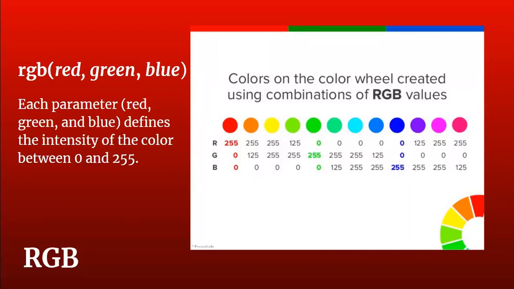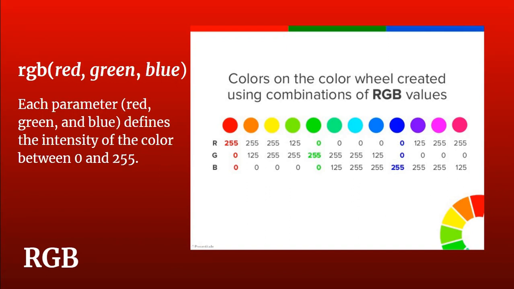Now mainly there are around 4 to 5 color formats available. But in this class we are going to learn about two color formats. One is called RGB and one more is called HSL. So let us study about RGB. Red, green and blue. It stands for red, green and blue.